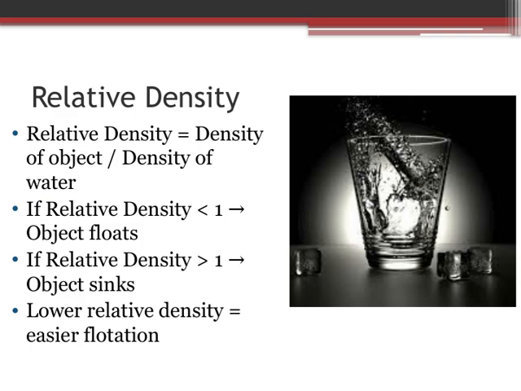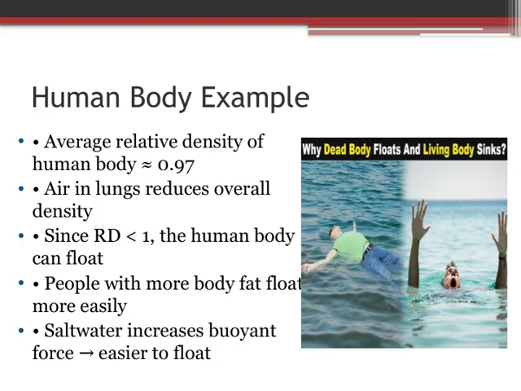Overall, understanding relative density helps us predict an object's behavior in water, which ties into the broader theme of how materials interact with fluids. The average relative density of the human body is approximately 0.97. This means that, on average, our bodies are slightly less dense than water. The air in our lungs plays a significant role here, as it helps to reduce our overall density, making us even more buoyant. Since the relative density is less than 1, that's why humans have the ability to float in water naturally.